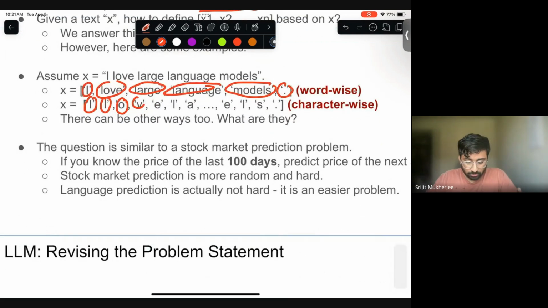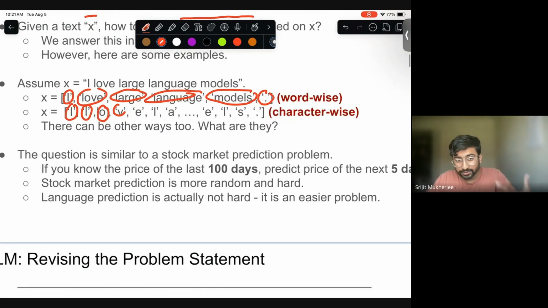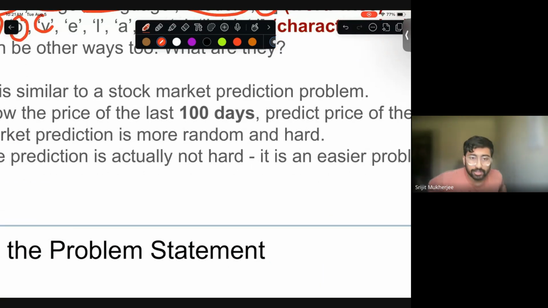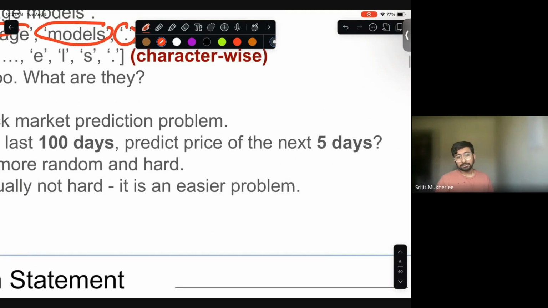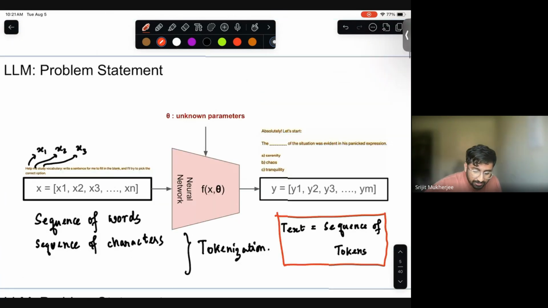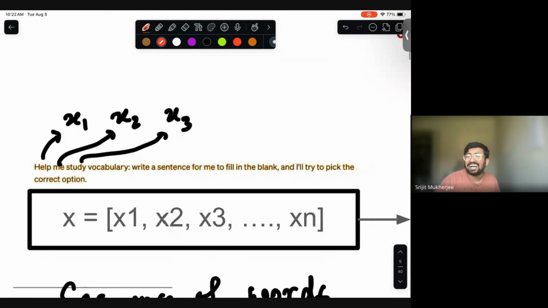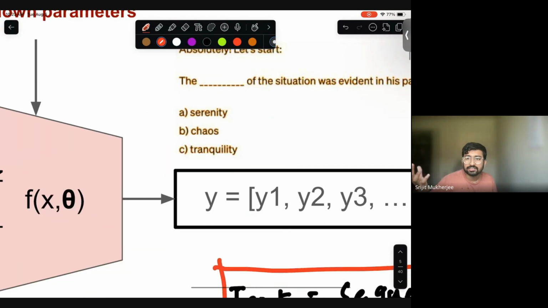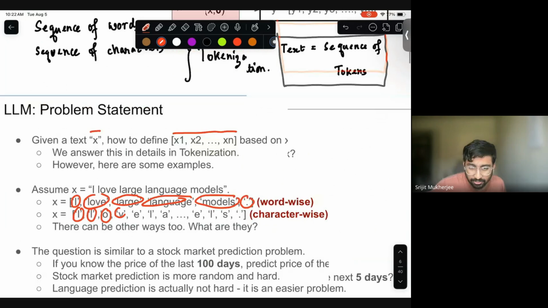So as I said, I will repeat once again, a large language model is very much like stock price prediction. Let's say you have hundreds of days of S&P 500 stock data, and you want to predict the next 5 days. Similarly, you have the text of the last 100 tokens or words, and you want to predict the next 5 or 100 tokens. You see, it's a similar kind of thing.